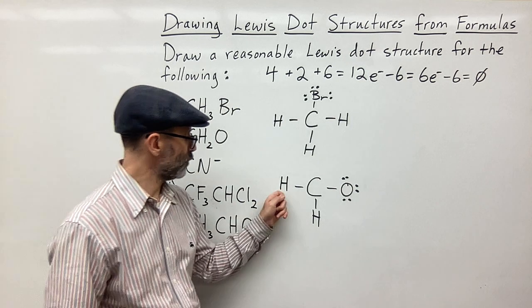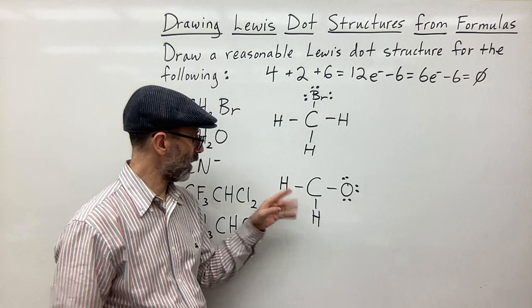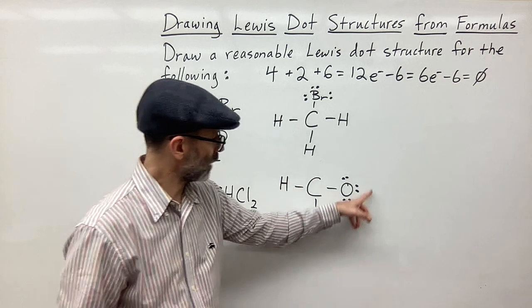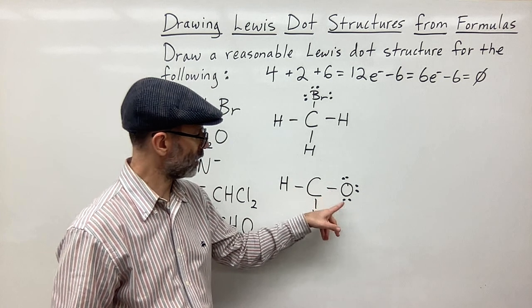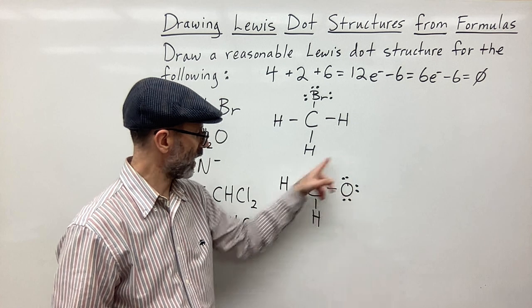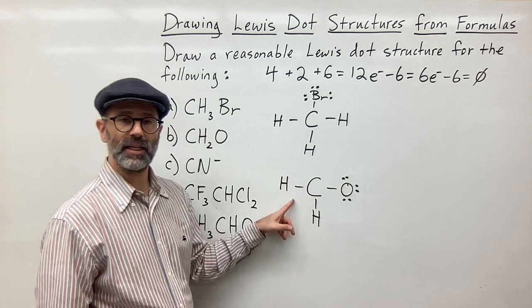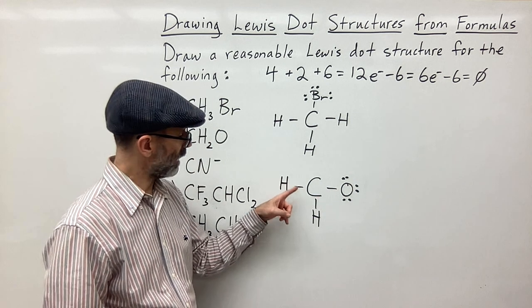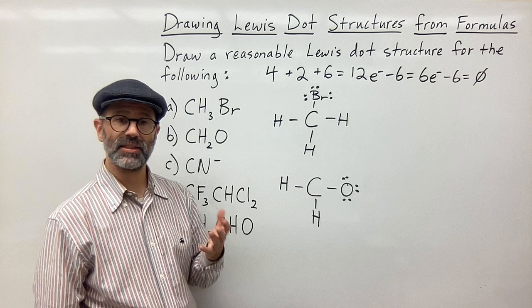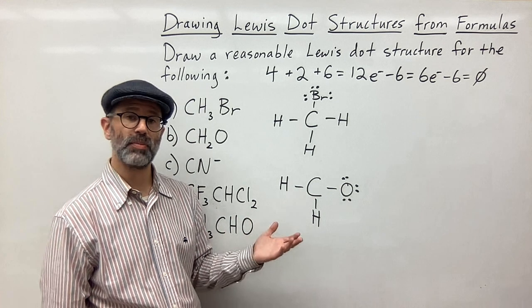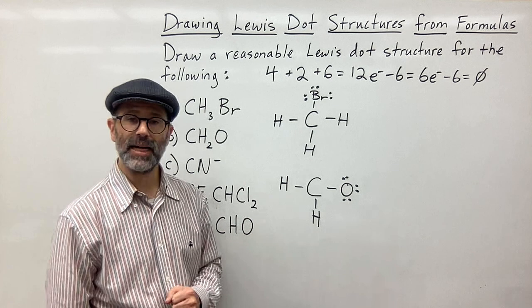So hydrogens, again, are happy with 1 bond, so that's good. My oxygen, as I pointed out, has an octet: 1 bond, 2 electrons, plus the 6, that gives 8. But if you look at the central atom, you'll see that it has 1, 2, 3 bonds. That's 6 electrons total, 2 electrons per bond. It does not have an octet.